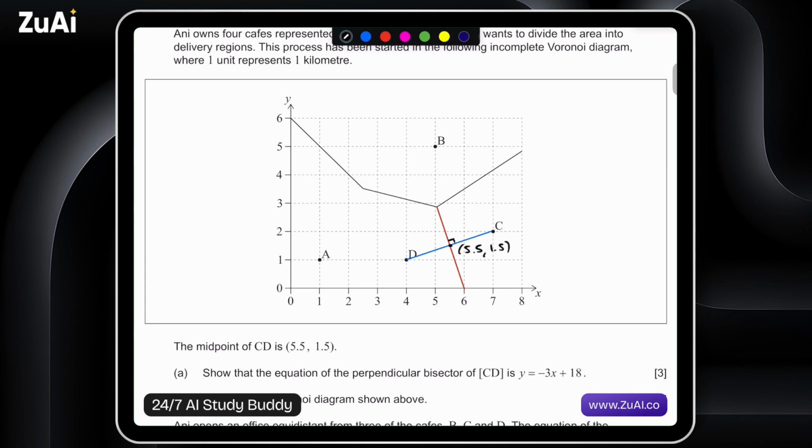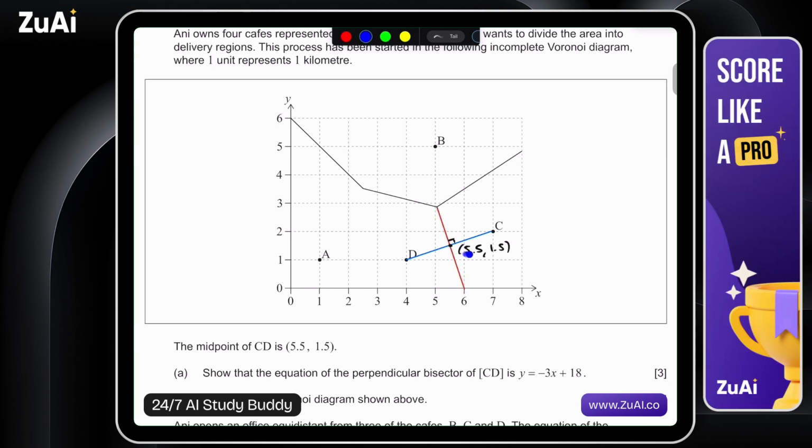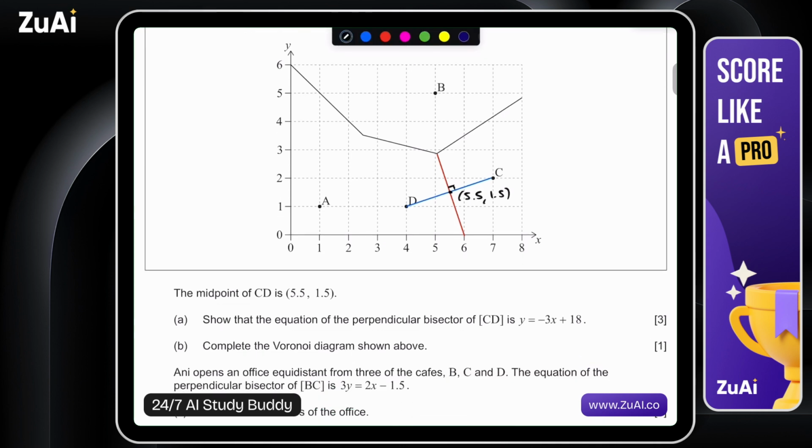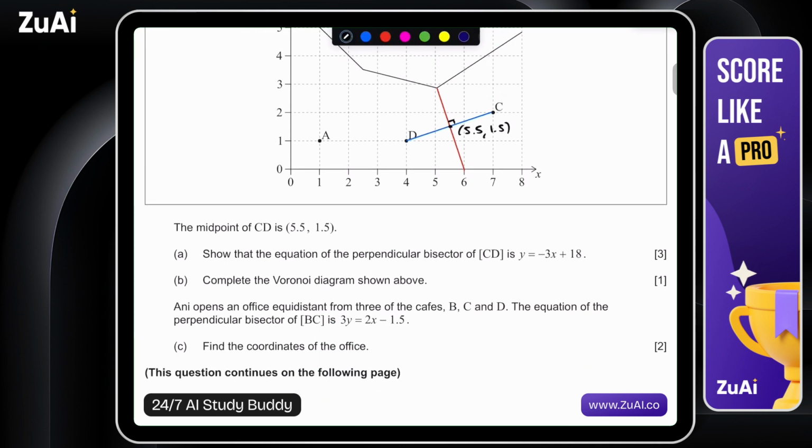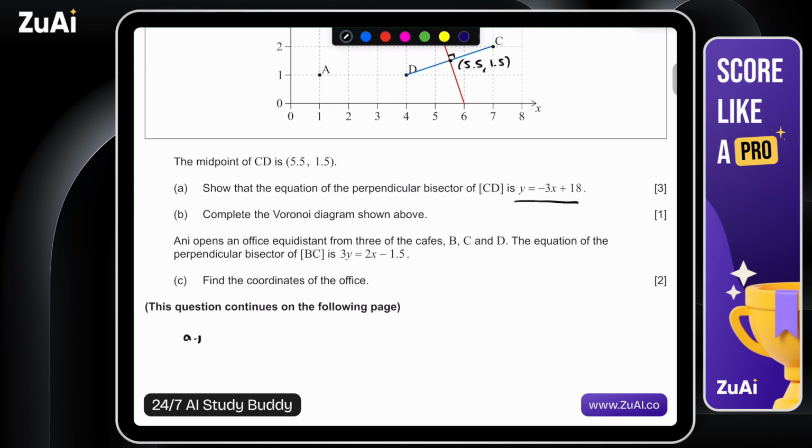That's the midpoint. And this midpoint is also going to be critical because our perpendicular bisector is going to run through this point. And if we know one point on the line, all that's left is for us to find the slope and the y-intercept using this point. So let's go ahead and work that out. So the equation of the perpendicular bisector of CD is y is equal to negative 3x plus 18. So let's work this out here. The equation of a line is given by y is equal to mx plus b.